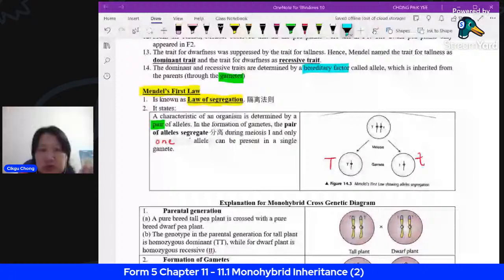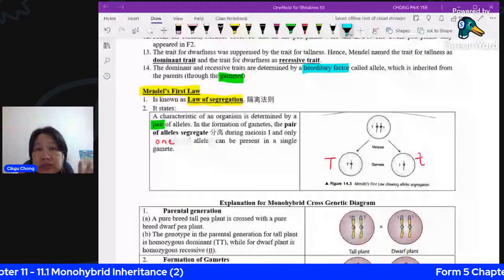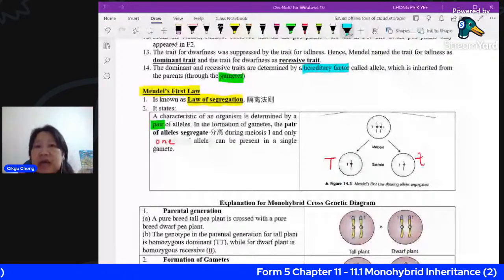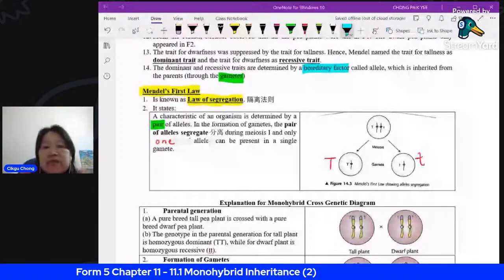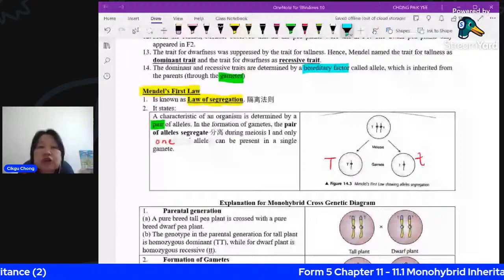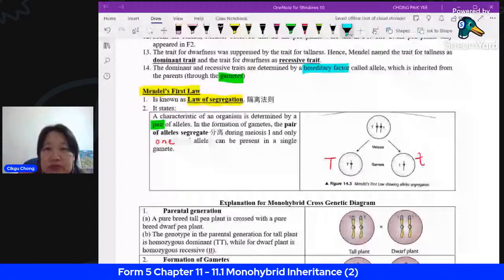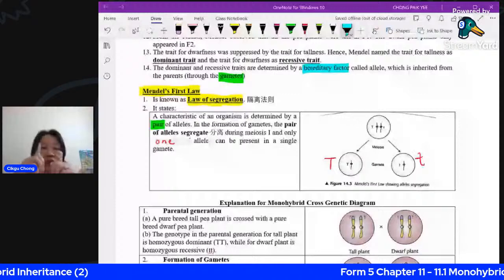For any organism, the genes that determine a characteristic must have 2 copies, which means there are 2 alleles. And in the formation of gametes, let's say you want to make the next generation, you've got to form gametes first, right? Remember, in the formation of gametes, you must have meiosis, otherwise you cannot form your gametes. And in the process of meiosis, the alleles will separate. Just now you had capital T and small t.